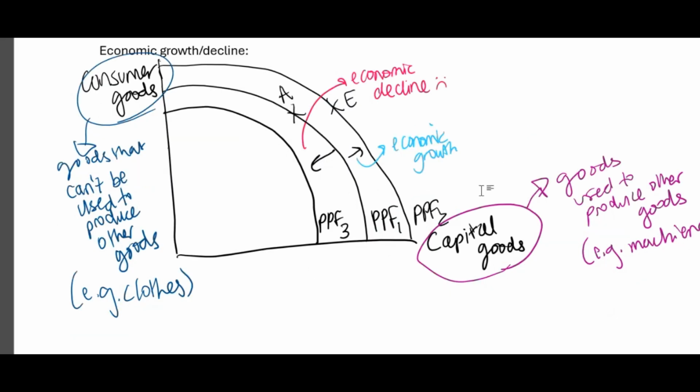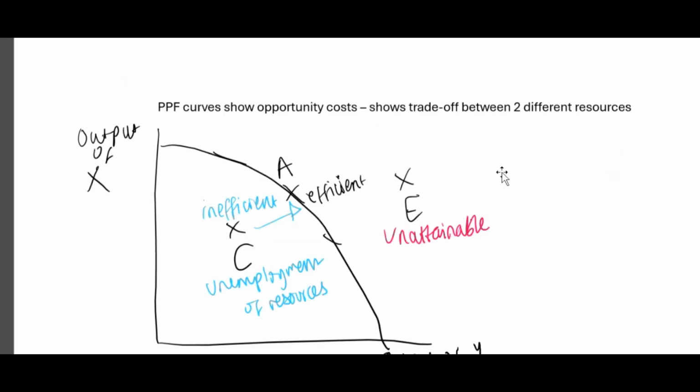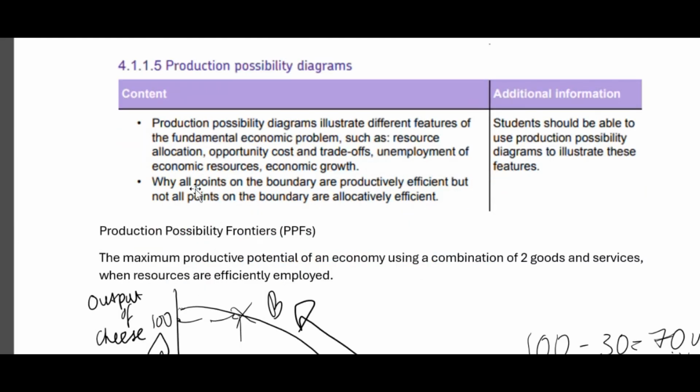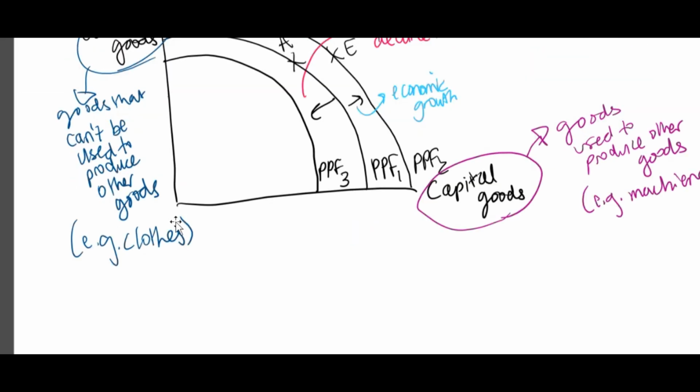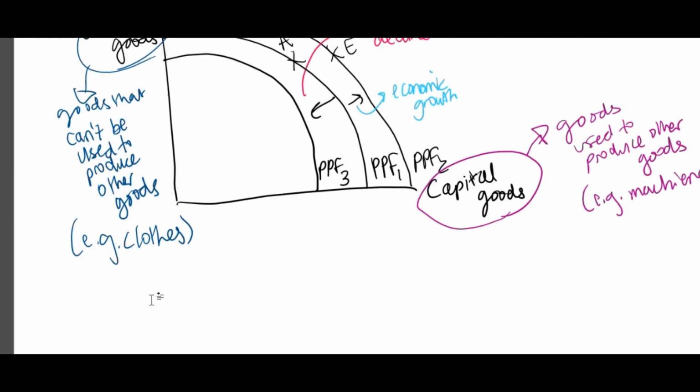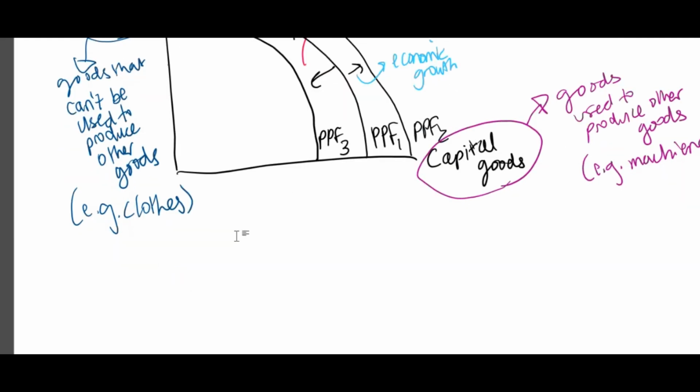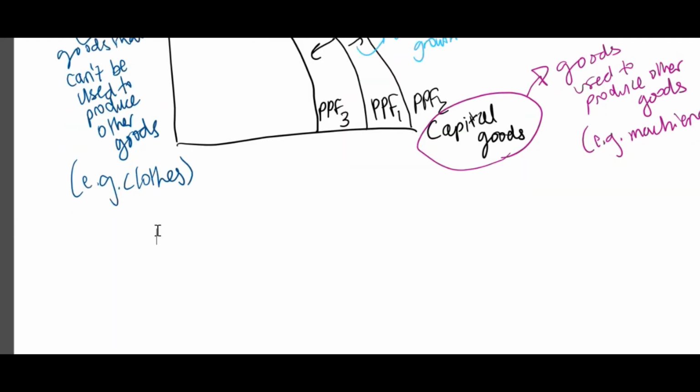Okay. So now we'll talk about our last point on the spec, and I think it's why all the points on the boundary are productively efficient, but not all of them are allocatively efficient. Okay, let's go through this. We need to know the difference between productive and allocative efficiency first. So all the points on the PPF line are productively efficient.